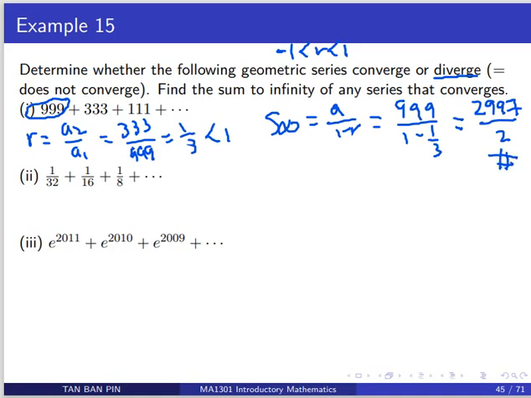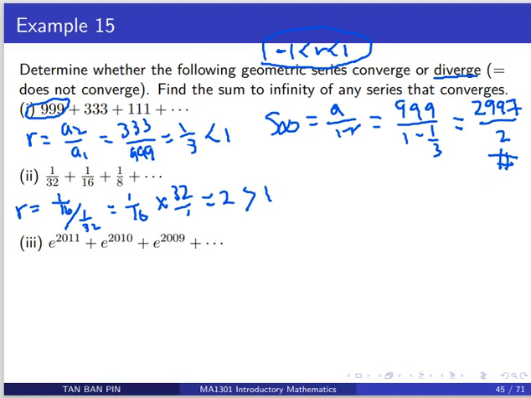Let's look at part 2. You could try to work out the common ratio. So you should take the second term, 1 over 16, divided by 1 over 32, right? So it's the same as 1 over 16 times 32 over 1. It gives you 2, which is more than 1. If it's more than 1, that means it's not between minus 1 and 1. To be convergent, it has to be between minus 1 and 1.